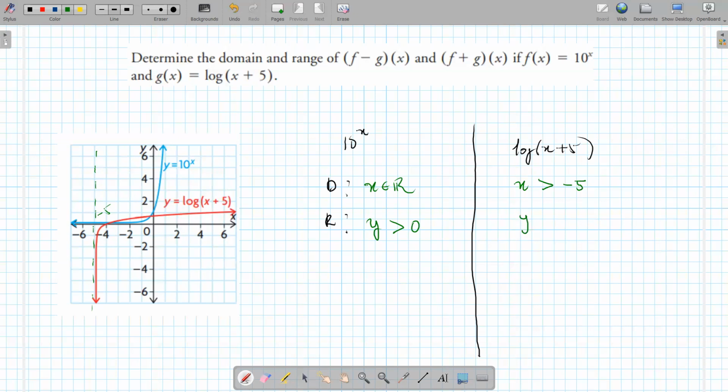What about the Y values? Does that have a restriction? No. Y is going to be all real numbers. Okay? Like that.